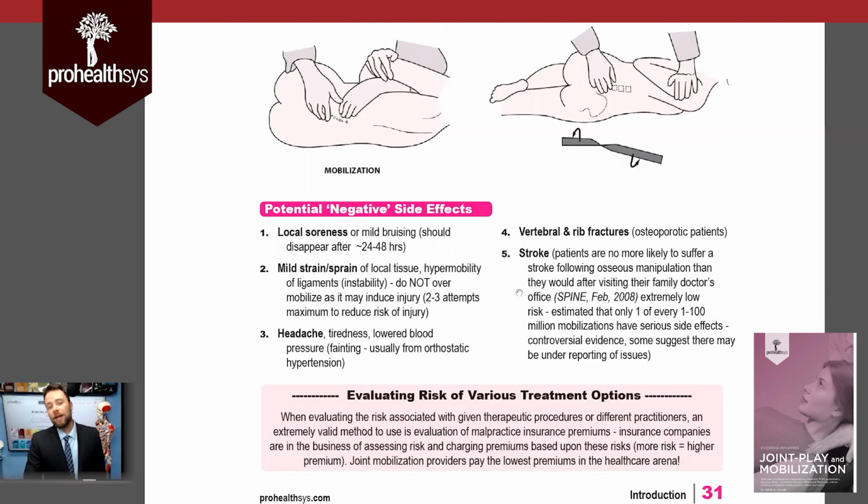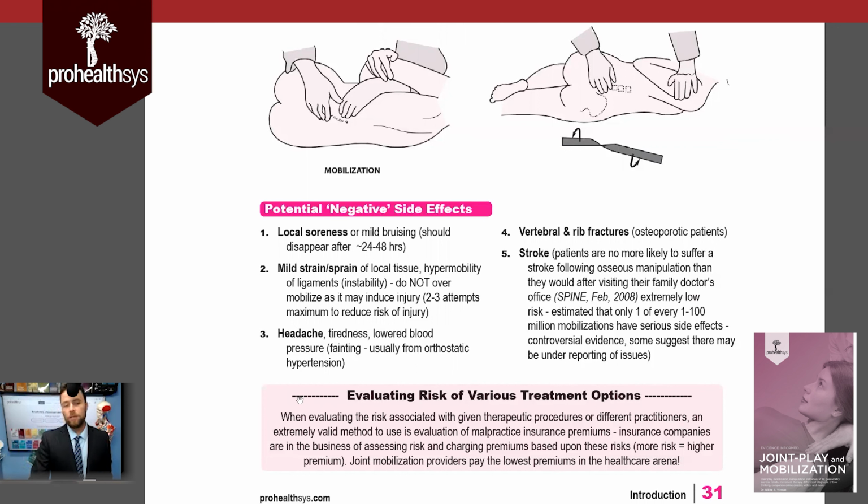All right. Next thing is going to be stroke. Your likelihood of having a stroke is no greater than going into a family doctor's office, and this is from the Spine peer-reviewed journal from February 2008. I say that 1 in 200,000 because that's what some neurologists will quote. At the ultra high end, most estimates are between 1 in every 1 million or 100 million. So the chances are super low, okay? And I give you a reference for that so you can look it up. There's other references too you can see.